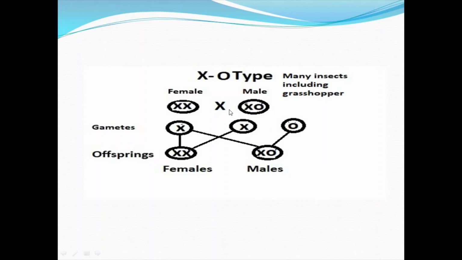If the sperm containing the X chromosome fuses with the female gamete, then the resulting individuals will be females. And if the sperm containing no X chromosome, where the chromosome is lacking, fuses with the egg or female gamete, then the resulting individuals will be males.